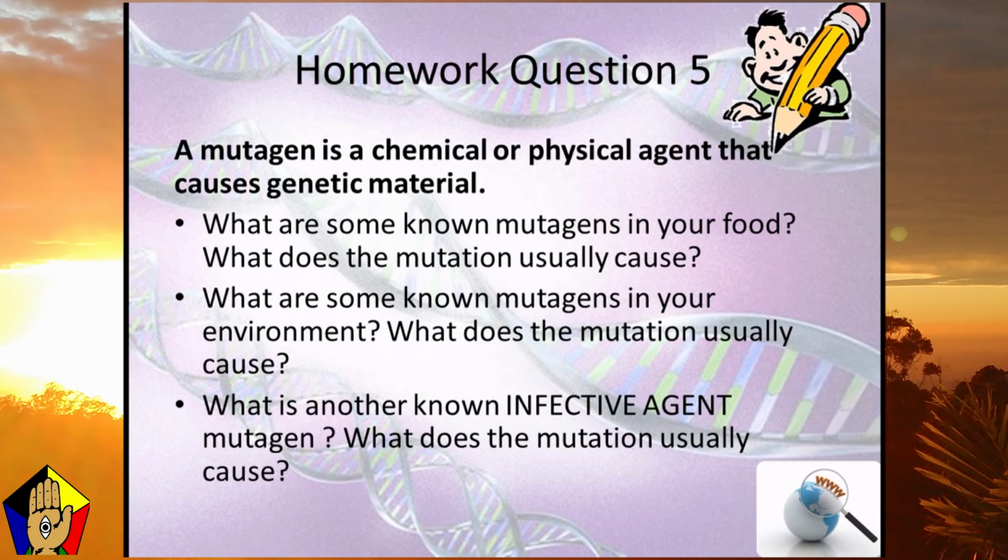Maybe you've heard some ads for lawyers, ambulance chasing lawyers that are saying, does your family have this disease? Well, it's caused by this kind of mutation. Right? There's an idea. And then the last one, what's another known infective agent? Mutagen. So what's something that can infect you? This isn't just an environmental toxin. It's not something in your food necessarily. It's actually some kind of organism that can get in you and cause mutations. And what do they usually cause?